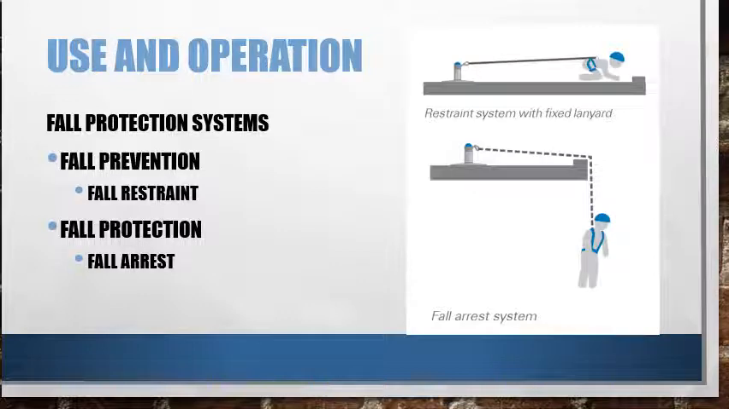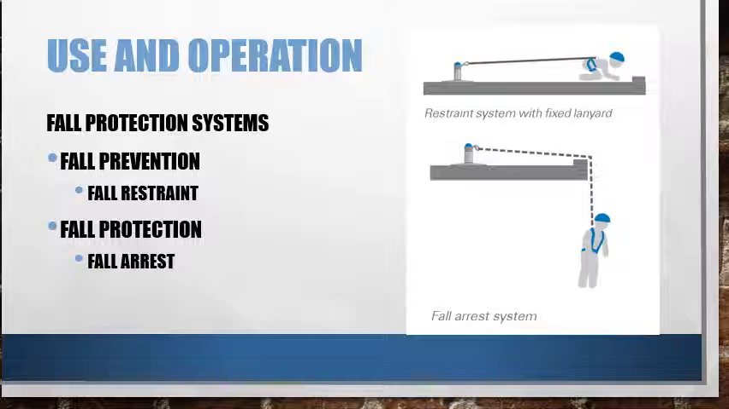The terms I find to be a little confusing, so I'm going to clarify. Fall prevention keeps you from falling, and fall restraint is a type of fall prevention. And then there's the term fall protection, under which fall arrest is a type of fall protection. So a lot of words in here sound similar, and it tends to sound like I'm saying the same thing because the words are so similar. So I want to clarify what these terms are.